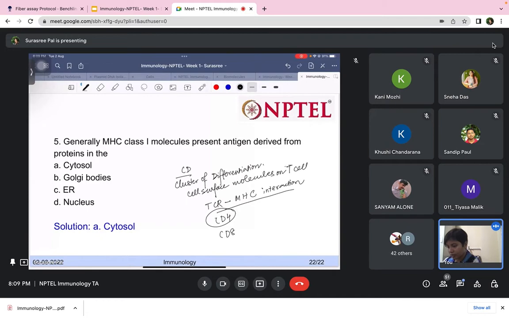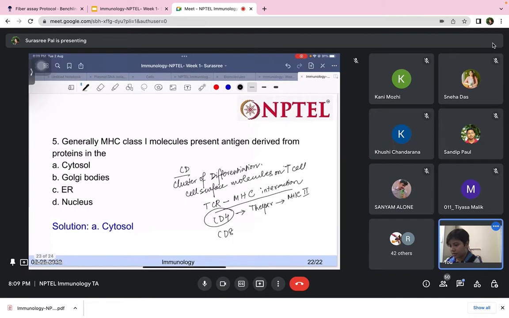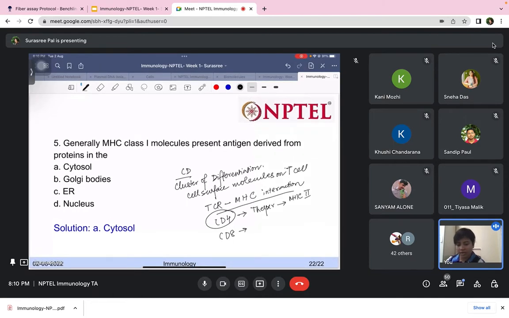CD4, as I already mentioned, I'm telling you just once more, CD4 is present on the T helper cells, and they help the TCR to interact with the MHC class 2. Whereas CD8 is unique to cytotoxic T cells.